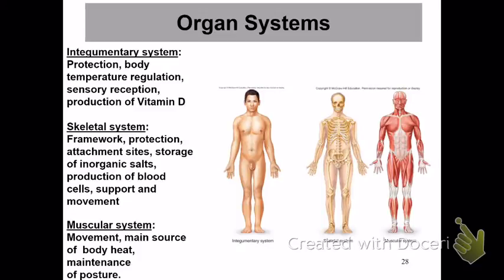The second system is the skeletal system. And you know what that is? That's the bones, right? And it says underneath it, protection. It protects your organs. Attachment sites. It also stores inorganic salts, and that's where red blood cells are made. So some of the cells are made inside the bone. So it says blood cell production.